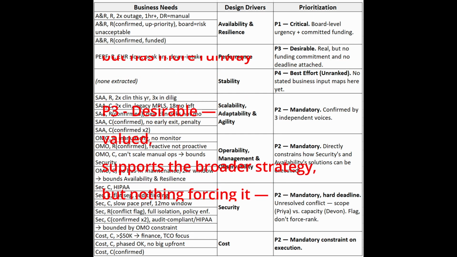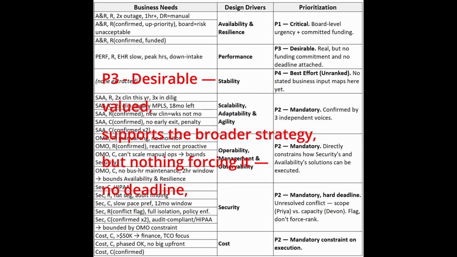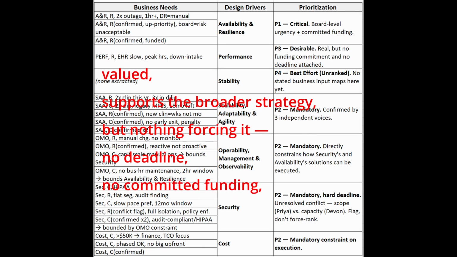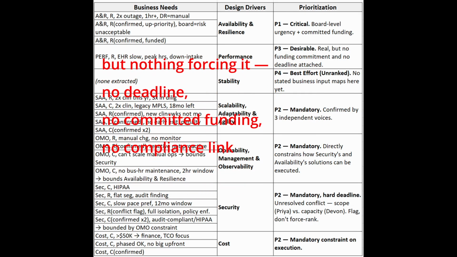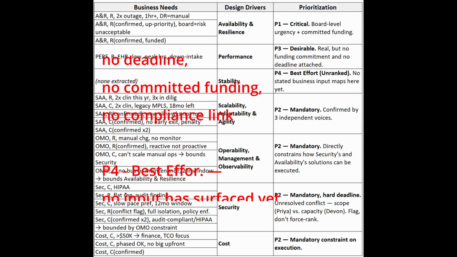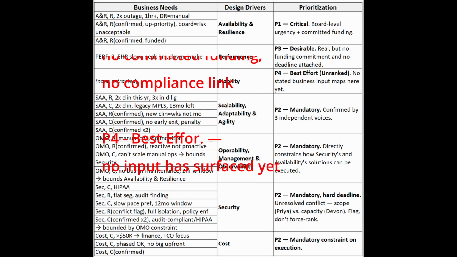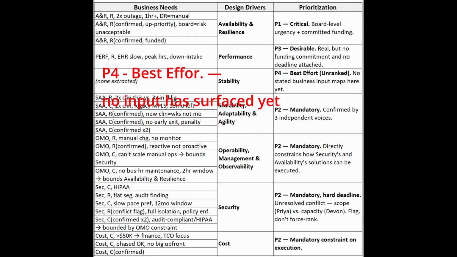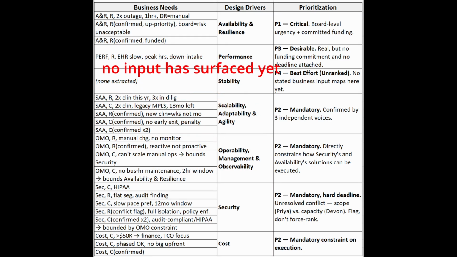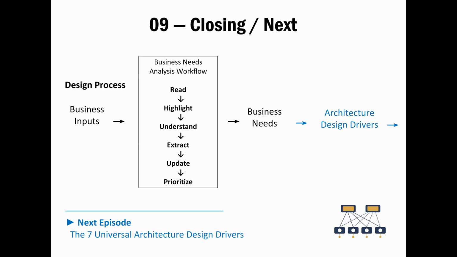P3, desirable. The task holds value, such as supporting broader strategies, but carries no mandatory requirements, no deadlines, no committed funding, and no compliance obligations. P4, best effort. No input has surfaced yet. It's worth noting, this prioritization becomes extremely useful later when we start making trade-offs and design decisions. We'll come back to prioritization again in later episodes.